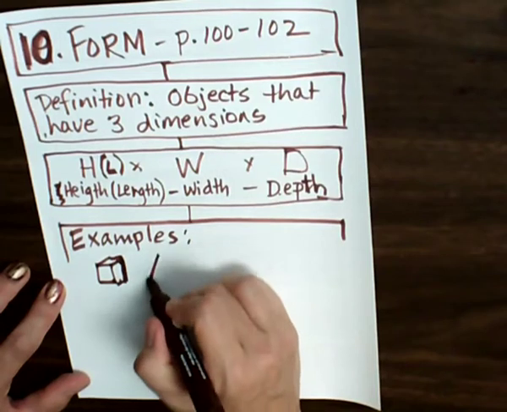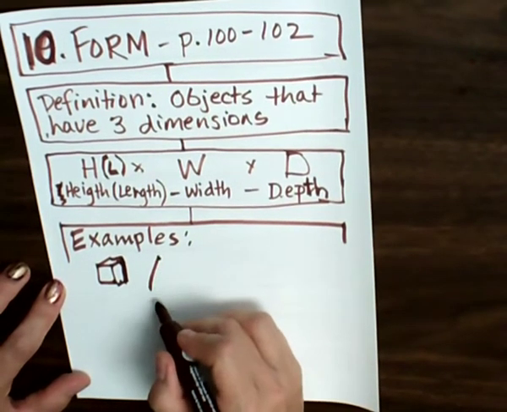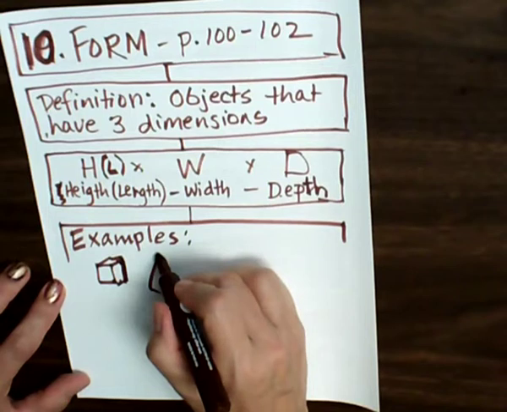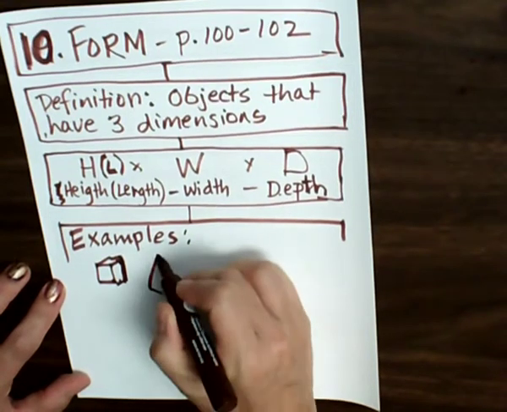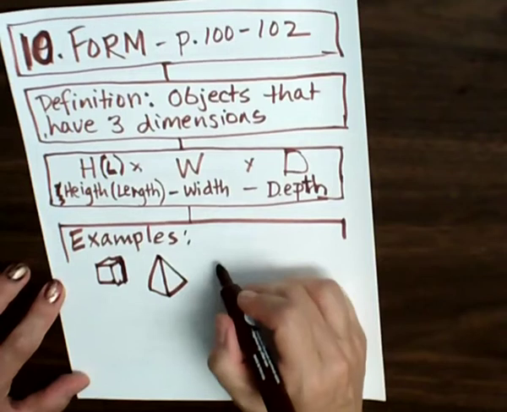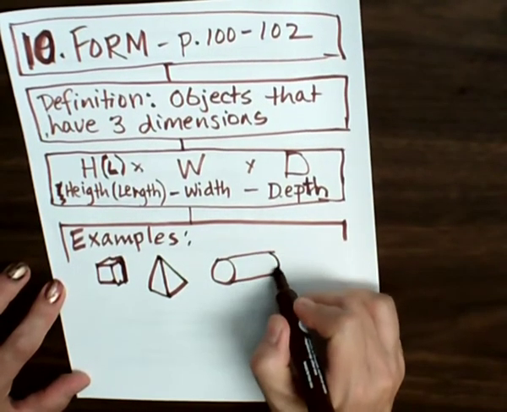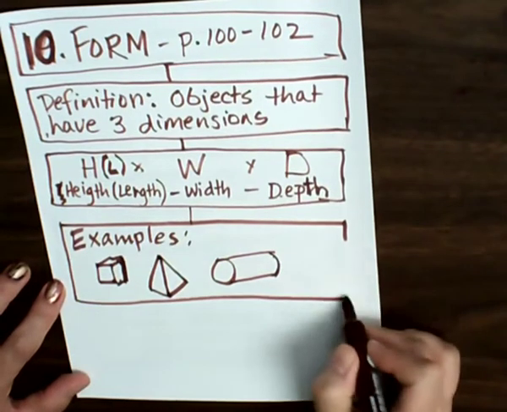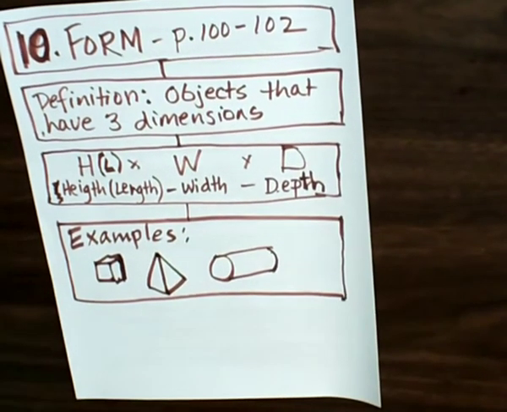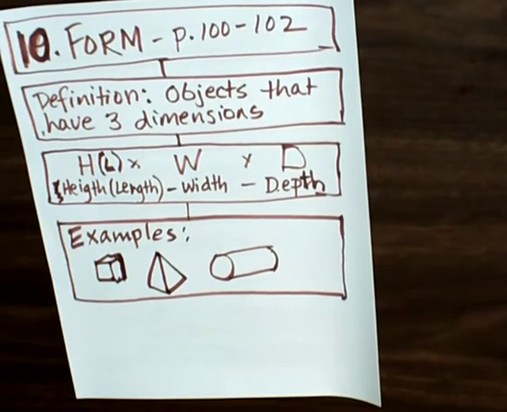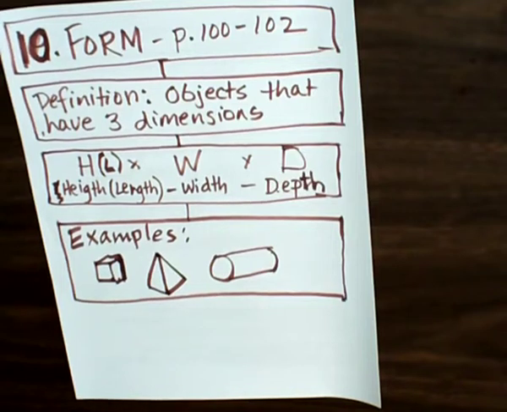You could do a pyramid. That's what we're studying right now in art history. We're in Egypt right now. A cylinder. And of course, how we show these things is through shading. Correct? Correct. All right, so that's number 10. Any questions? Almost everything in real life is a form. Almost everything in this classroom is a form.